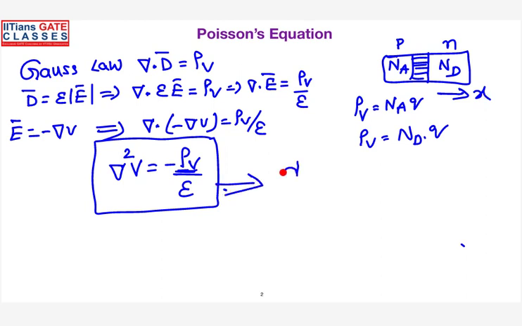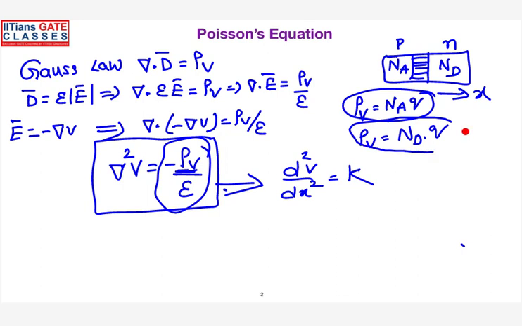Del square V can be written as d square V by dx square, which is equal to some constant. This value will be some constant, and the value of rho v I have given here on the P side, and this is on the N side. When you solve this, you finally get how the potential varies as a function of distance. That is one of the major applications. Ultimately, what Poisson's equation says is the variation of the potential in a spatial direction.